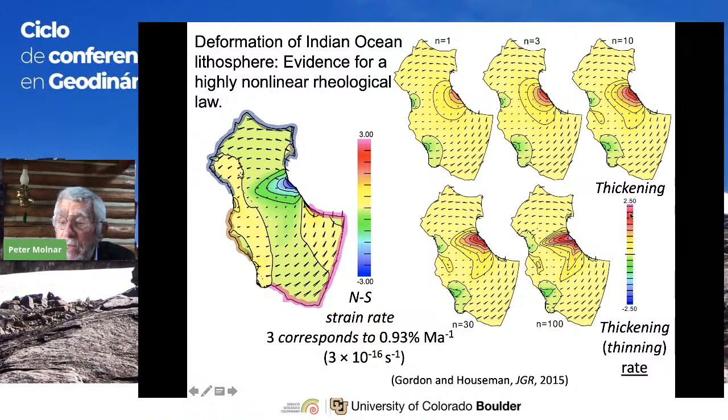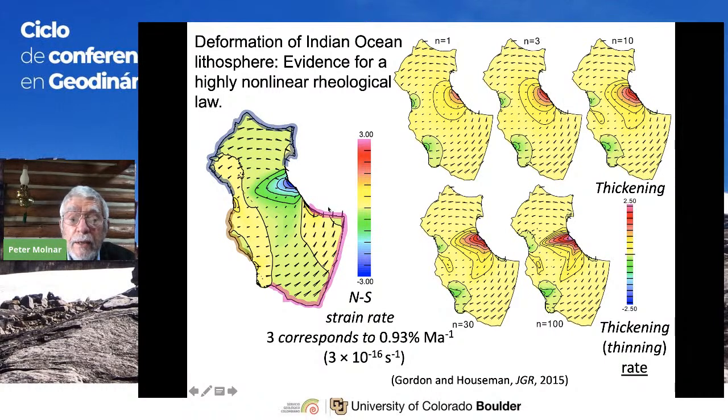Now, thickening they're treating as positive. So this is a region where you'd have compression, negative in blue, and thickening, now they do with red. I think this is unfortunate, but this is the way they've done it. So bright red here corresponds to bright blue over there. And notice how the locus of thickening varies with n. N equals 1, n equals 3 here, n equals 10 in this case, n equals 30, and n equals 100.